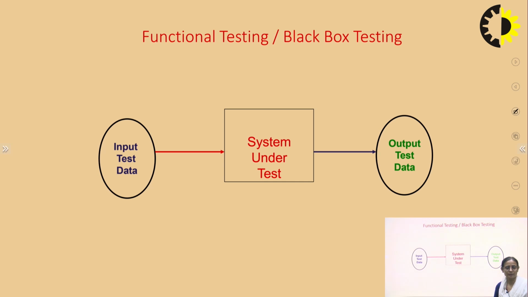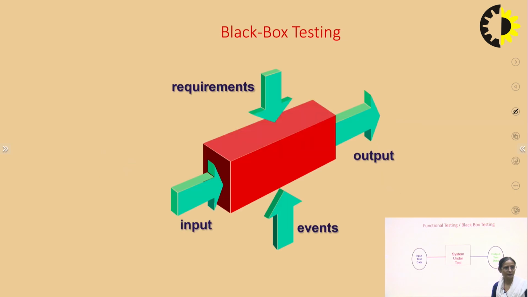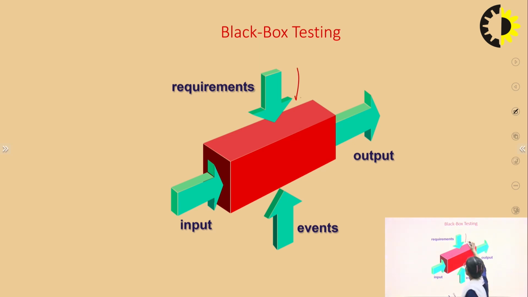So in black box testing, the input you are giving is known as test data, and we have a system under test and the output is coming on that test data. Ultimately, you are giving input, we have a certain set of requirements, and here we have events. Your input is interacting with this system, and finally it is producing some output.